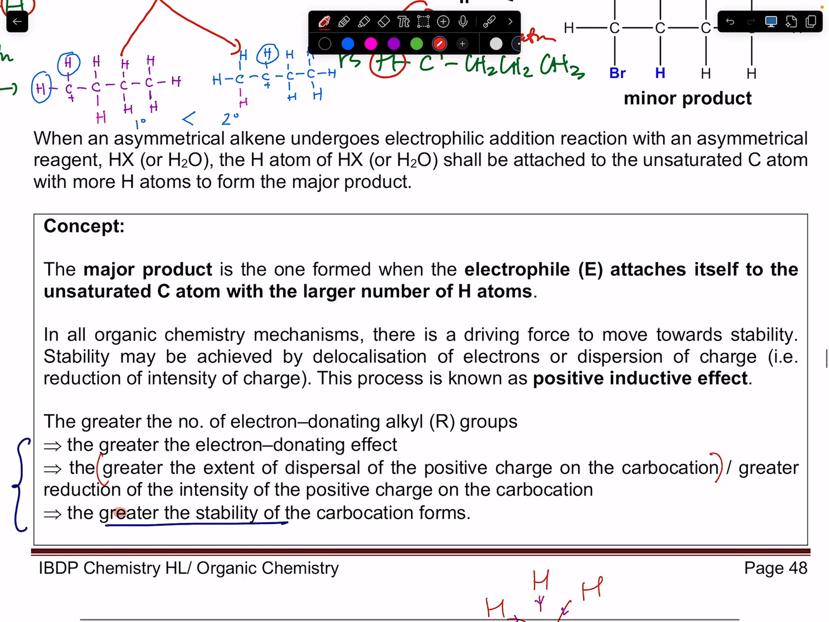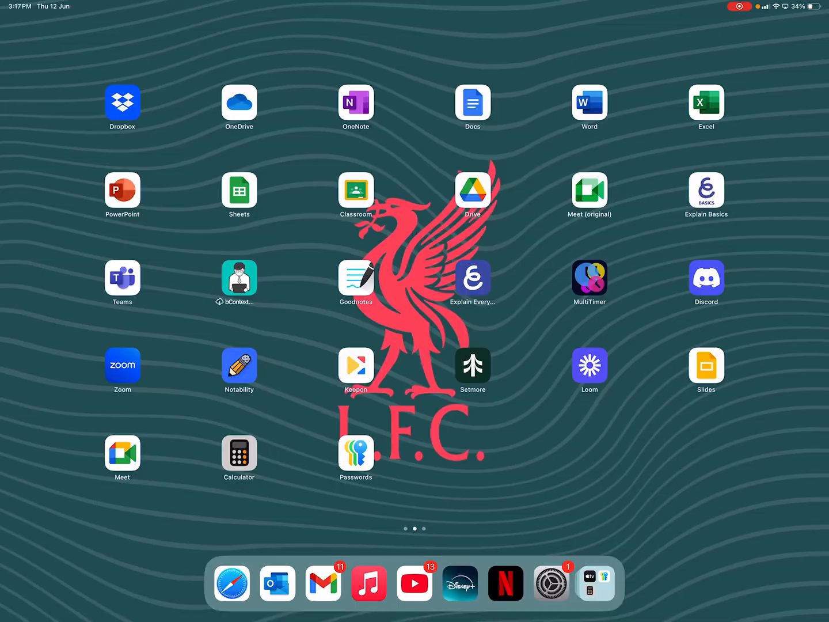The greater the number of electron donating groups, the greater the extent of dispersal of positive charge. What do they mean by greater dispersal of positive charge? You'll understand. Clear? So let's take a look at this video. Okay.